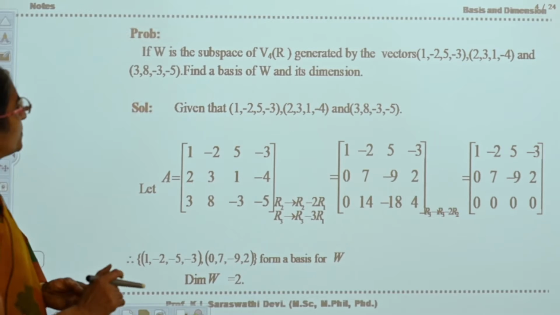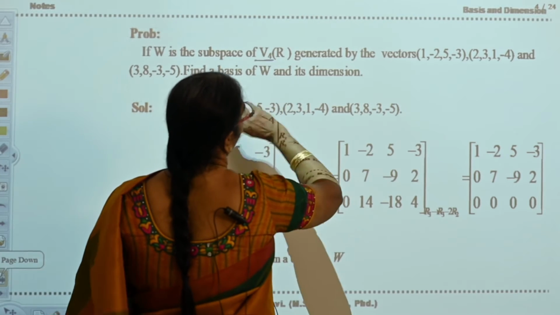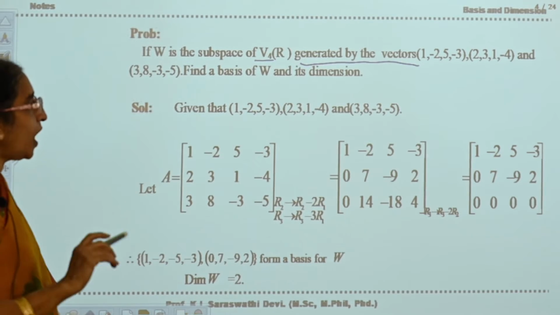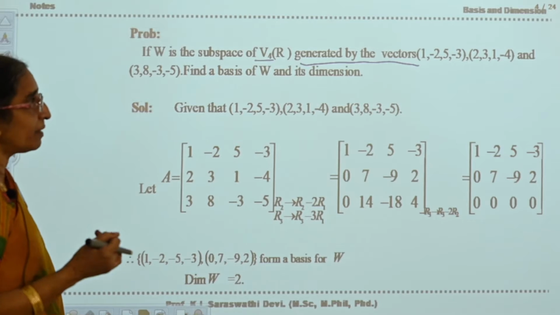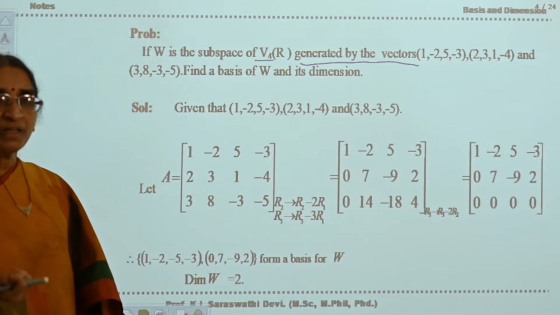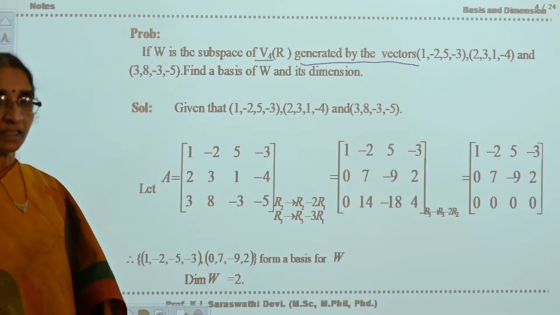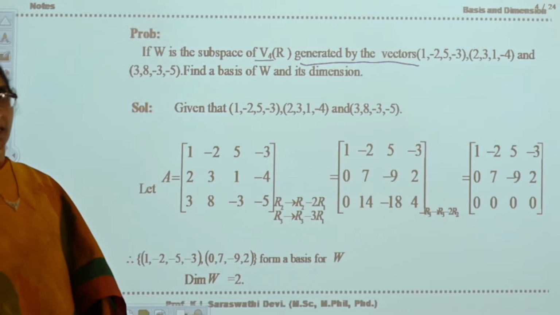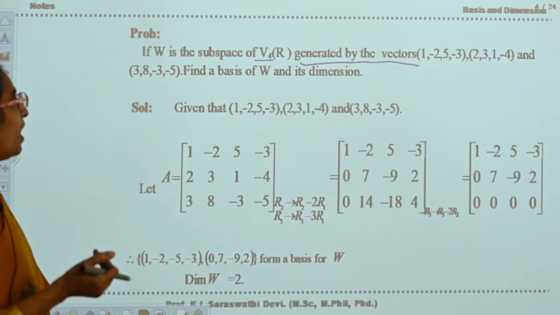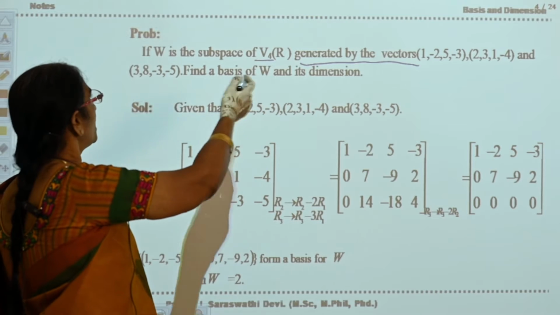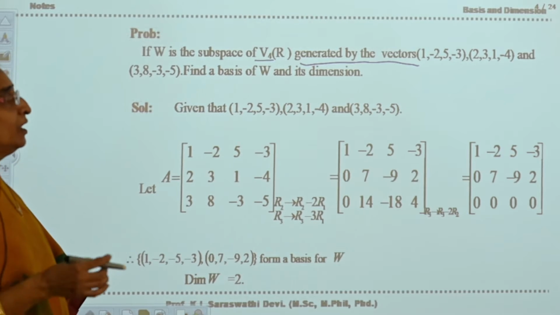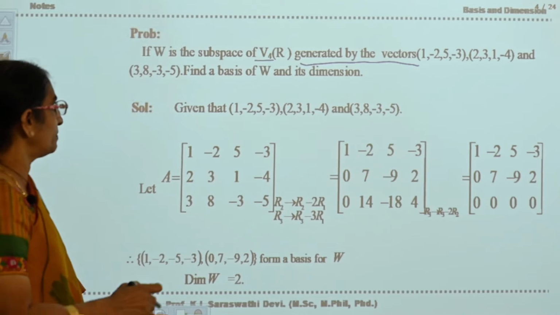W is the subspace of V4 of R generated by the vectors. Find a basis of W and its dimension. What is W? W is the subspace of V4 of R. That means W has vectors which consist of 4 components, is it? Because it is a subspace of V4, and it is generated by 3 vectors. You have to find the basis of W and dimension. So write the given 3 vectors in matrix form.